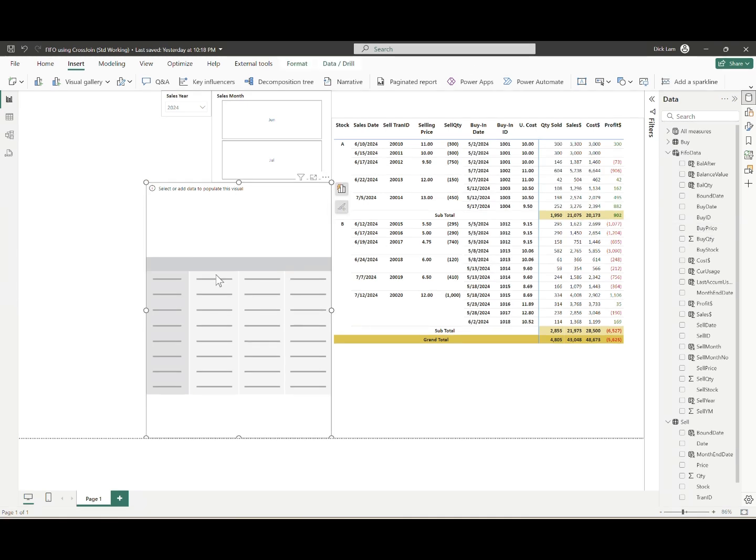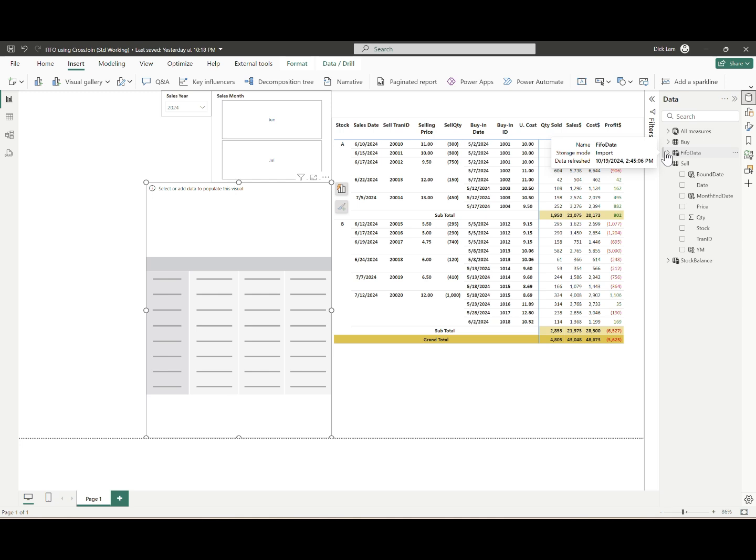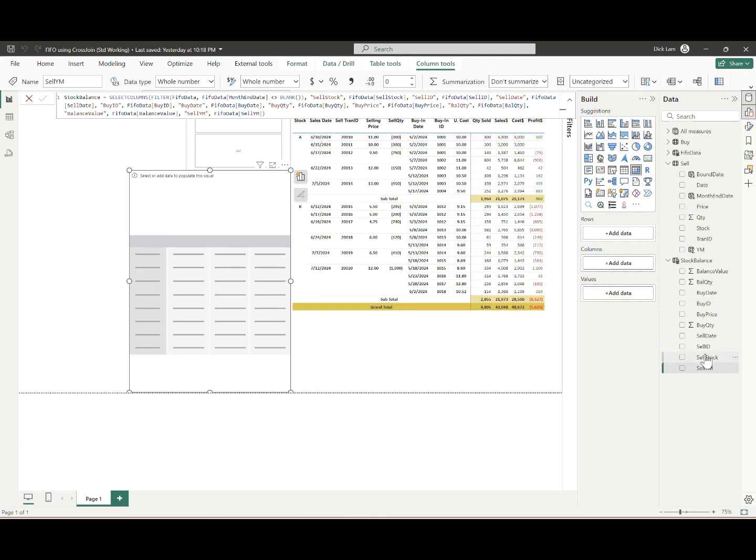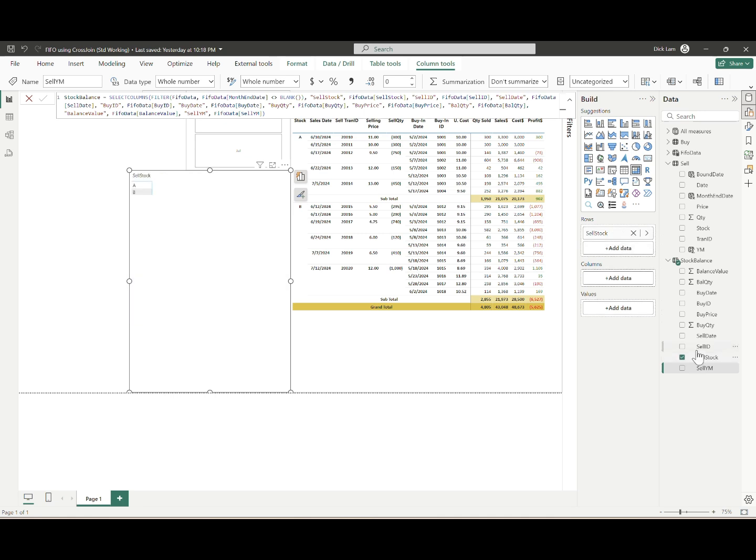Okay, let's put the related fields from the stock balance into the new visual matrix. Before that, I need to do some correction. This field is not to be summed or counted. I need to specify it as don't summarize. This is a good practice. Now, first of all, the sell stock is to be the first value in rows. Then sell day, sell ID, more or less similar to the stock sales tracking visual.